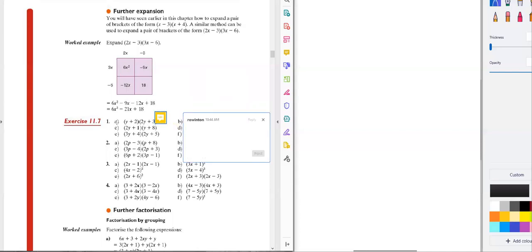Let's see question 1. It's the same thing. The first digit needs to times the first digit from the second bracket. Then 2y multiply y, you get 2y squared. Then followed by y times 3, you get plus 3y. After that, the second digit 2, you need to times the 2y, so you have plus 4y. After that, 2 also needs to times positive 3, then you get plus 6. So in the end, you summarize it, you get 2y squared plus 7y and plus 6. So that will be your final answer.